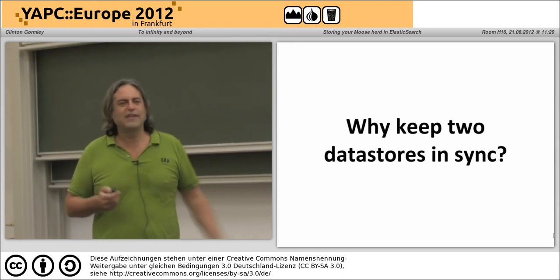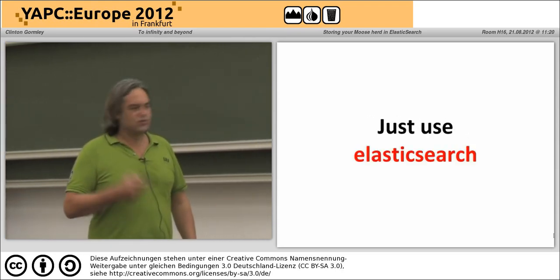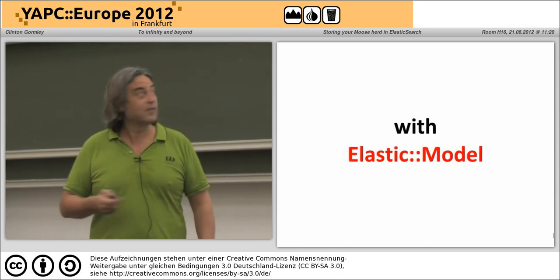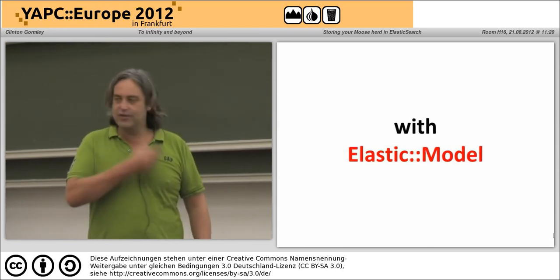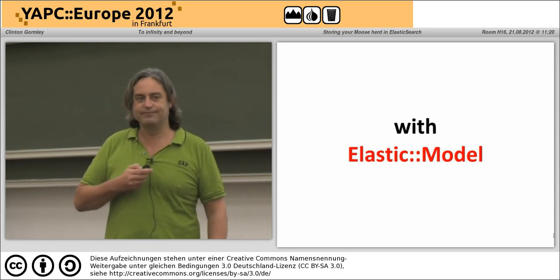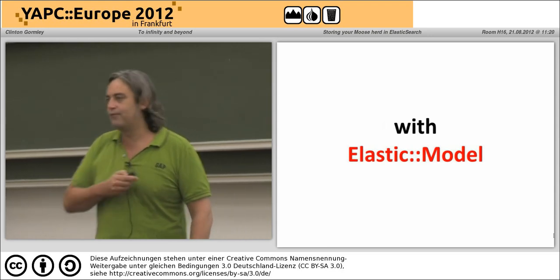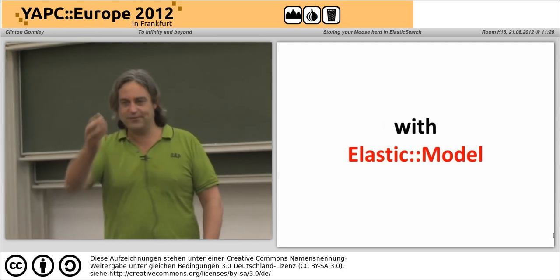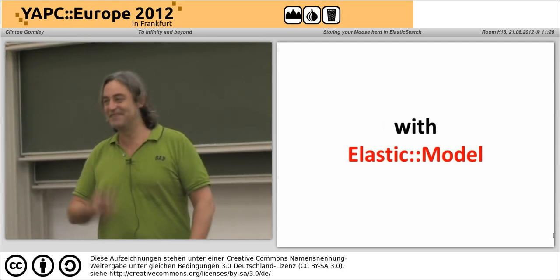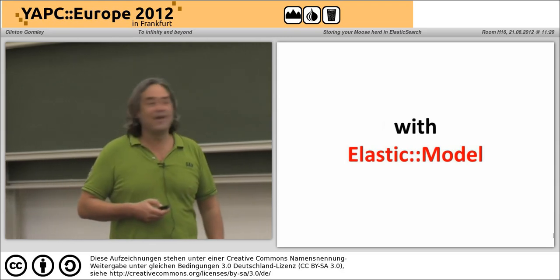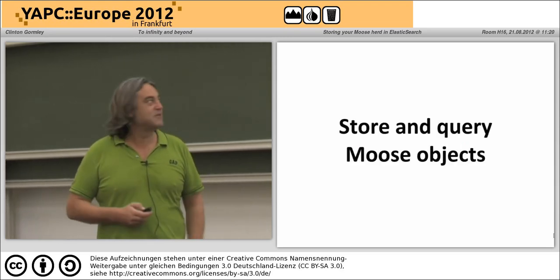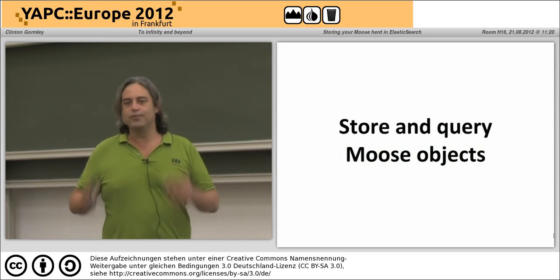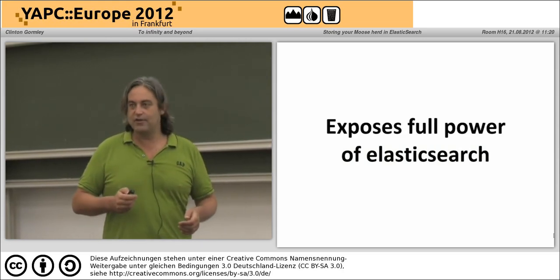So why try to keep two data stores in sync? Just use Elasticsearch, both for your storage and your querying, and you can do it in Perl with Elastic Model. This is the module that I've released a few weeks ago, and it's got its first user, Diego, besides ourselves. So it's early days, but it seems to be working out well.